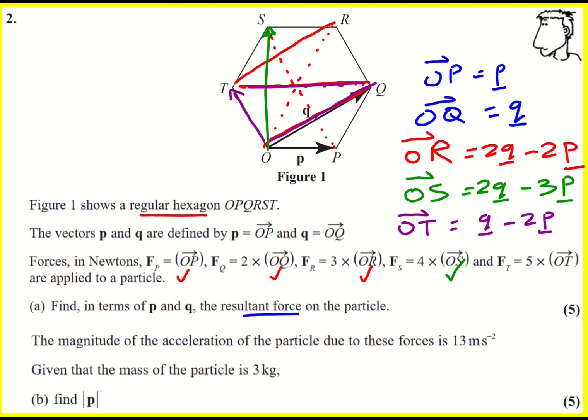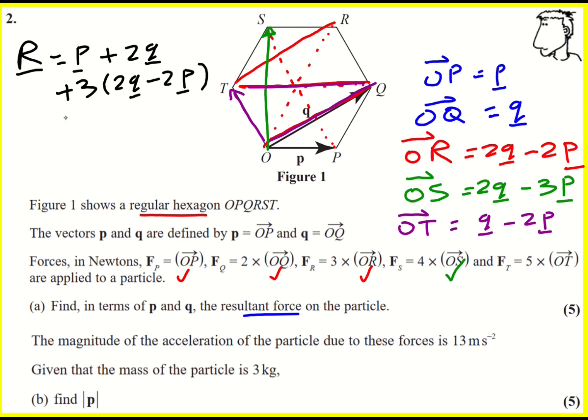So the resultant, which I'm going to call R, I actually called it F when I was doing it myself, but R does make a bit more sense and the solutions use that. So R is going to be the sum of all of these. Let's do this carefully. It's going to be OP, which is P, plus 2 times OQ, so that's 2Q, plus 3 times OR, so that's 3 times 2Q minus 2P, plus 4 times OS, plus 5 times OT.